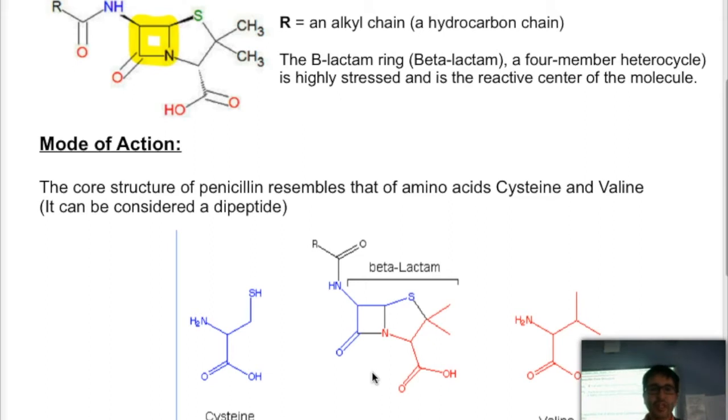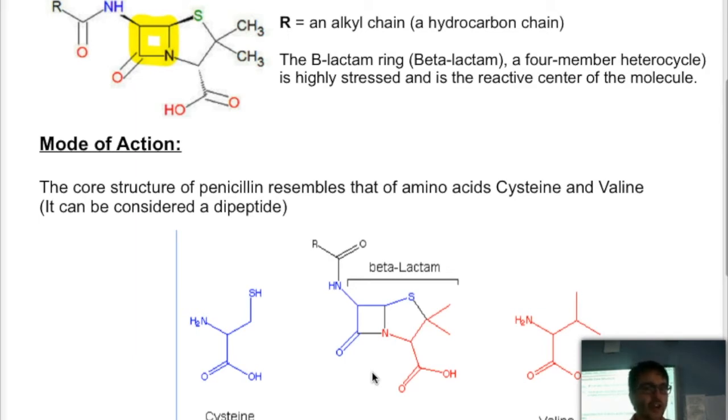The beta-lactam ring is actually a four-member ring, a heterocycle ring that is very, very stressed. Now, notice the shape of this particular compound, the penicillin. One part tends to mimic one amino acid, cysteine, while the other part tends to mimic another amino acid, valine. So they tend to mimic the structure of a dipeptide. Two amino acids bonded together have what we call a dipeptide.